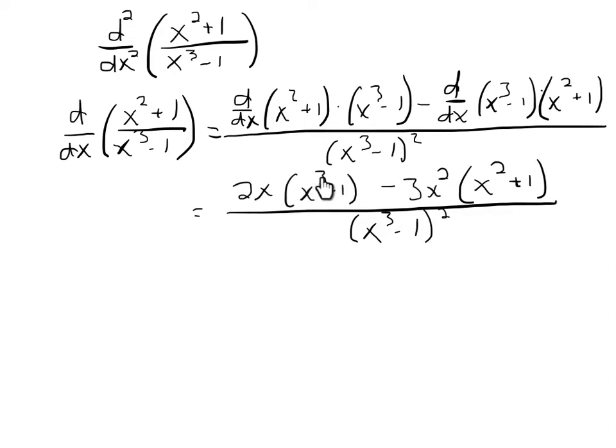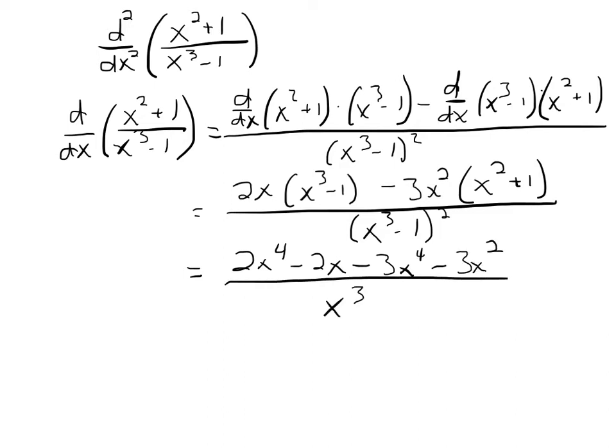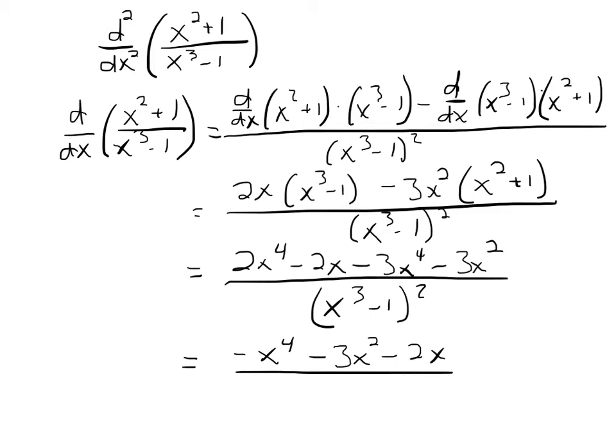Simplifying, if we distribute the 2x times each of these terms and distribute the minus 3x squared times each of these terms, we're going to get 2x to the fourth minus 2x minus 3x to the fourth minus 3x squared, all over a denominator of x cubed minus 1 quantity squared. Like terms, 2x to the fourth minus 3x to the fourth, it's going to give us a negative x to the fourth. Bring down the minus 3x squared, the minus 2x, and our denominator, x cubed minus 1 quantity squared. This is the first derivative of this function.